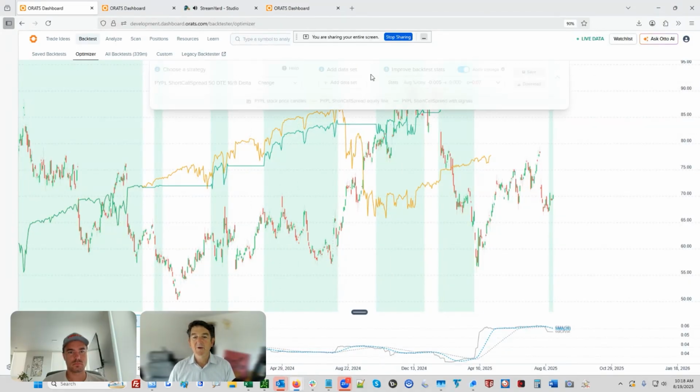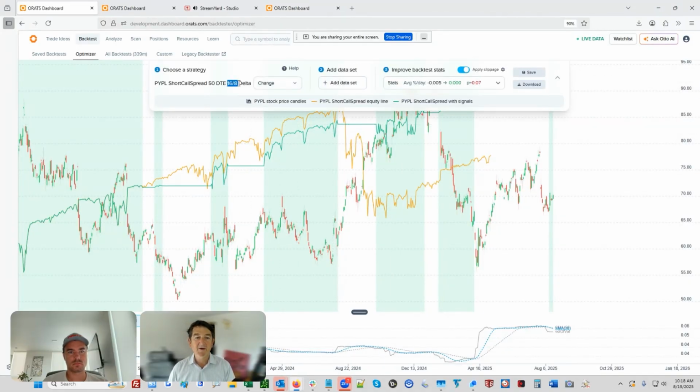this call spread, the short call spread, is pretty far out of the money. 16 deltas out of 50 days. That's far out of the money. So you don't want anything crazy to happen, like any spikes up or down. So that's when this strategy works the best, Tyler. Yeah, very interesting. Yeah. All right.